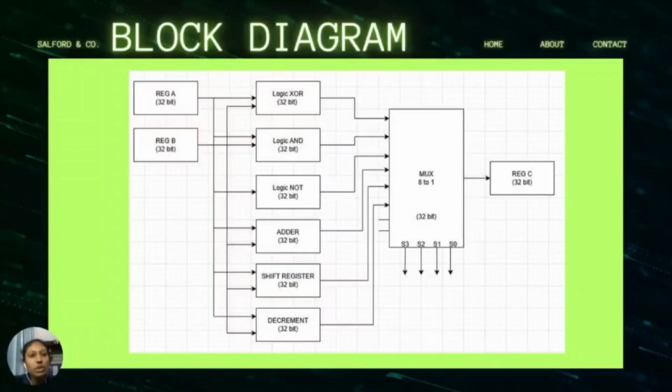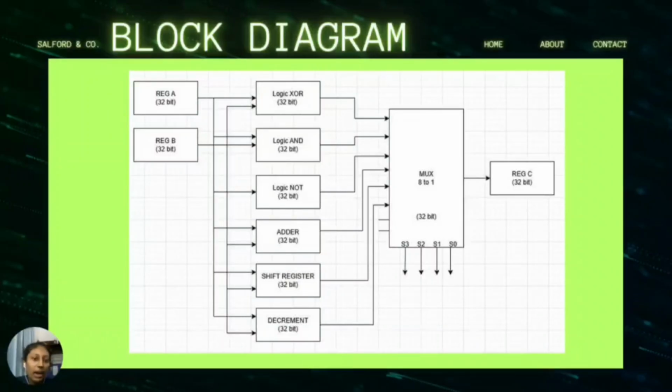Starting off with our input, we have register A and register B of 32-bit. Next we go on to logic XOR, which operates bitwise XOR, and then logic AND of 32-bit, which operates bitwise AND, and logic NOT, which operates bitwise NOT. Only the logic NOT has its input from register A.